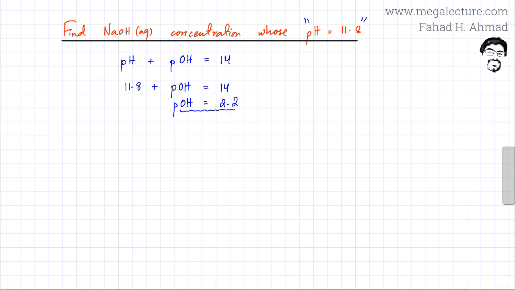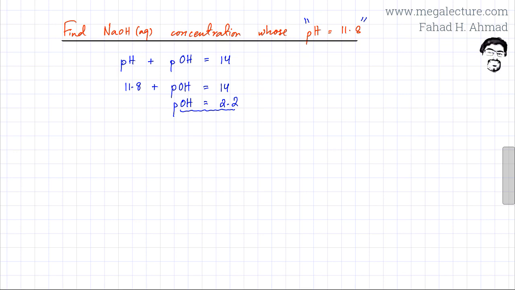The reason why I'm interested in the pOH value is because NaOH has OH ions, not H+1 ions. So finding the H+1 concentration would be irrelevant because I would not be able to find the concentration of NaOH that way. To find the concentration of NaOH, I need to find the concentration of OH ions in the solution. So which is why I want the pOH value, which is coming out to be equal to 2.2.